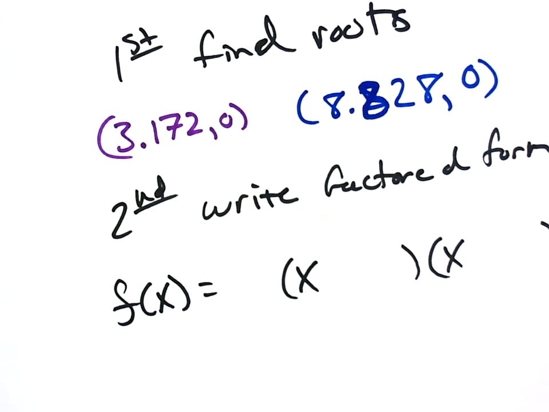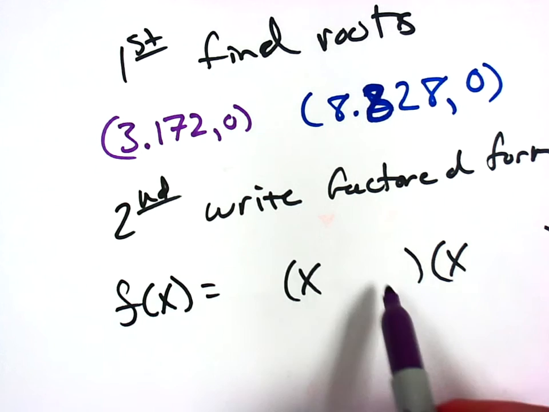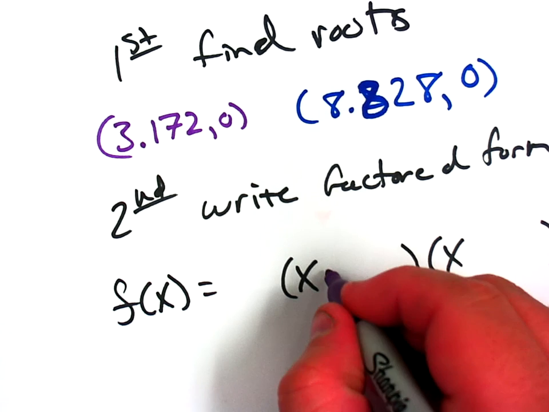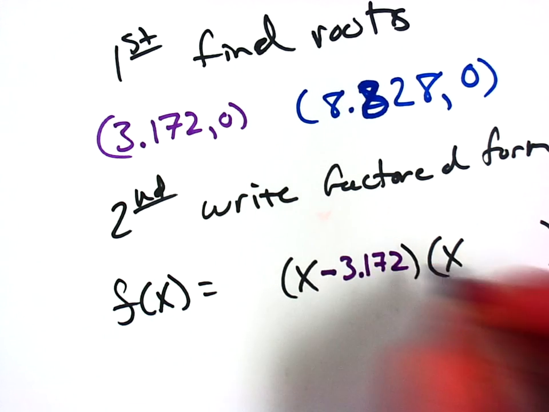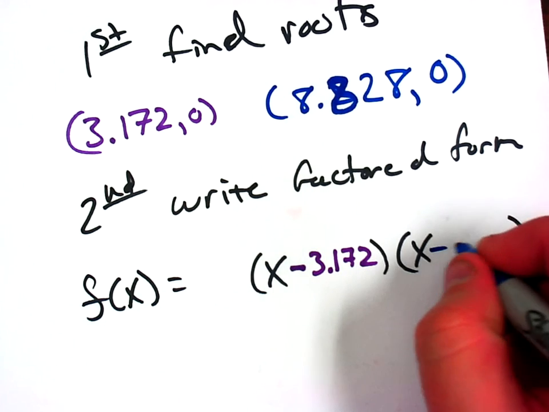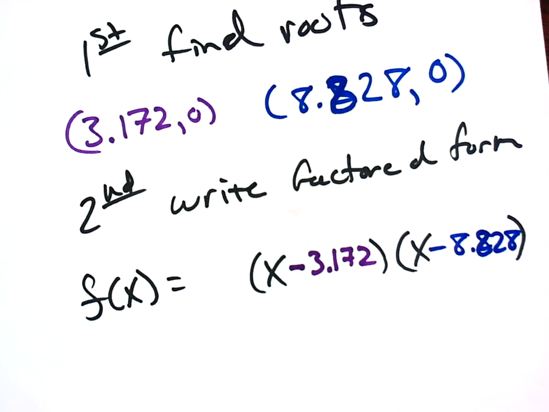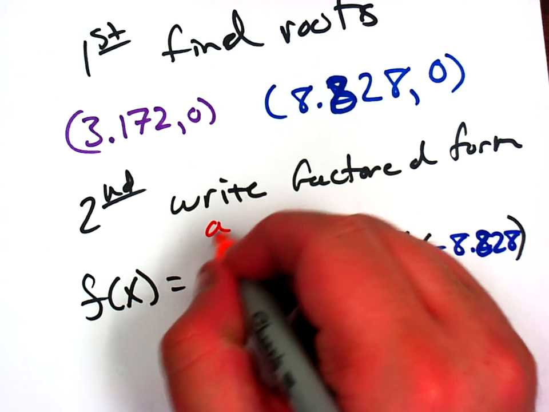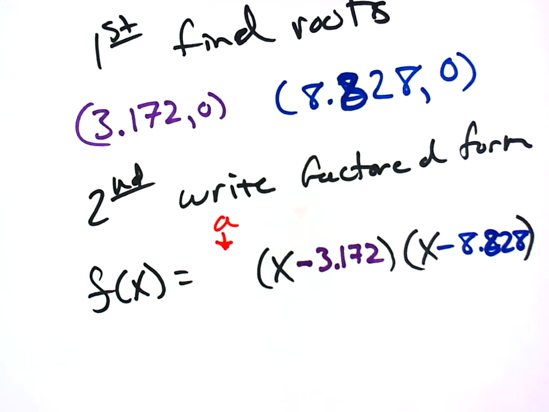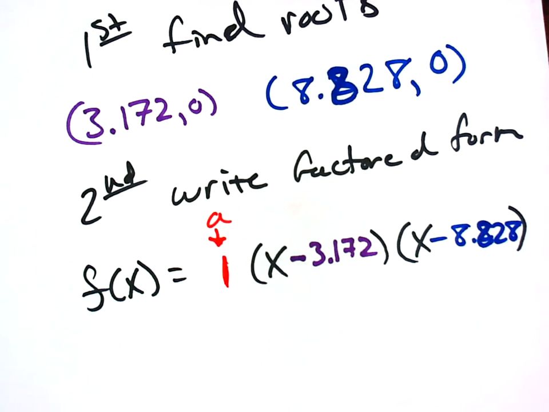Okay, and once again, when we bring down this value to put in this parentheses, we're going to change the sign. So because this is a positive, down here I'm going to have negative 3.172. And up here, because this is a positive, down here I'm going to have a negative 8.828. I keep doing that. All right. And last but not least, we need to know what our a value is, because a is going to go right here, right in front. So my a value is right here, and it's a 1.